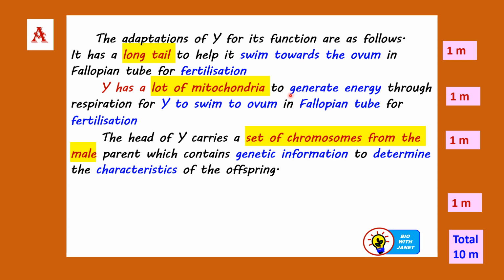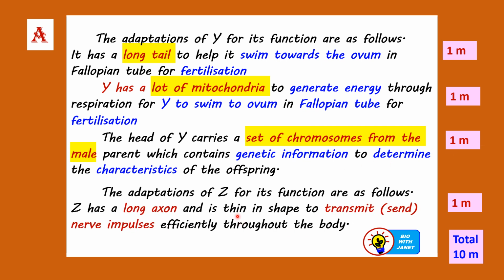Now, Y has a lot of mitochondria. For what? To generate energy through respiration, for Y to swim to the ovum in the fallopian tube for fertilization. So the sperm needs a lot of energy to travel on its long journey to fuse with the ovum. Then the head of Y carries a set of chromosomes from the male parent, which contains genetic information to determine the characteristics of the offspring. Okay, so there are 3 adaptations for Y.